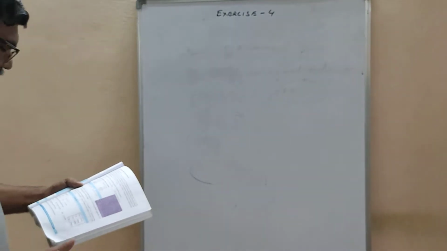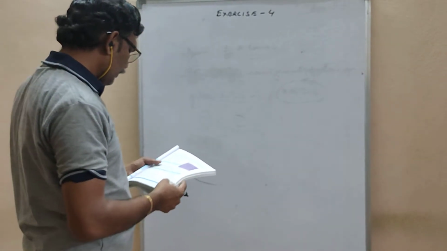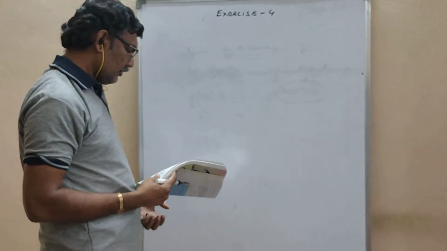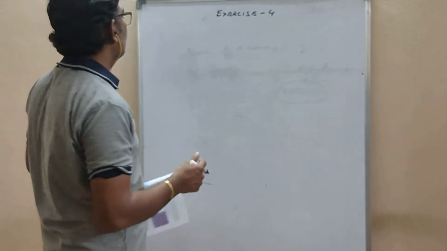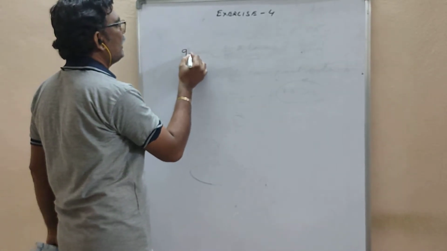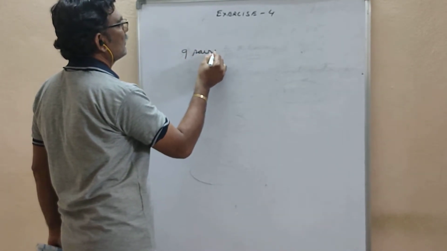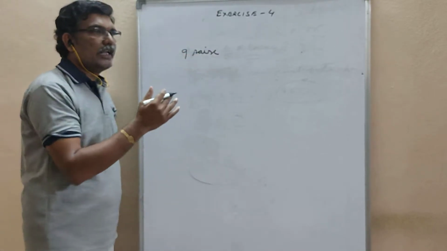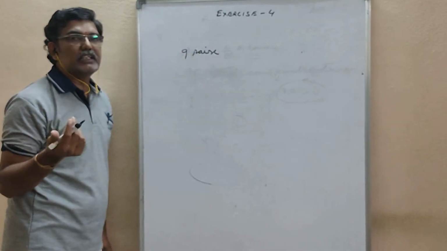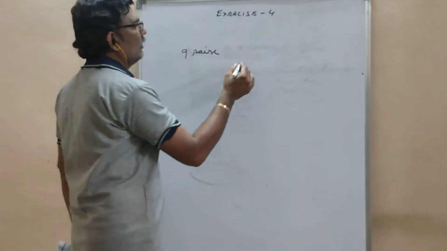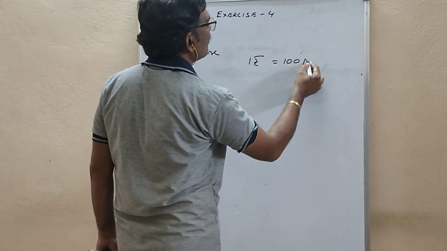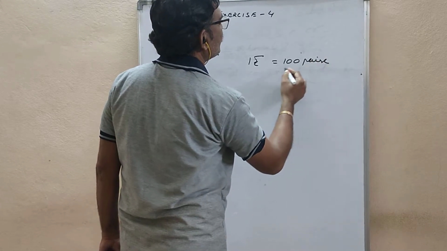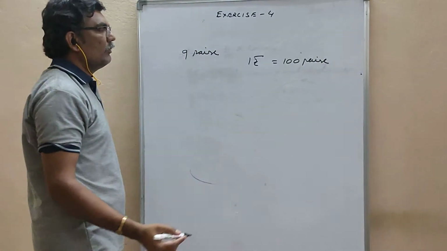Second question, express the following as rupees using decimals. So you should use decimals to express in rupees. So 9 pies. You have to express 9 pies in rupees using decimals. So here 1 rupee is equal to 100 pies.